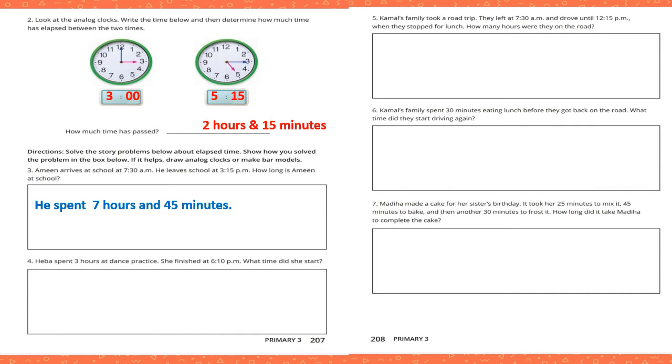Number 4. Hippa spent 3 hours at dance practice. She finished at 6:10 p.m. What time did she start? She started at 3:10 p.m., because 3 and 3 it will be 6:10 p.m.